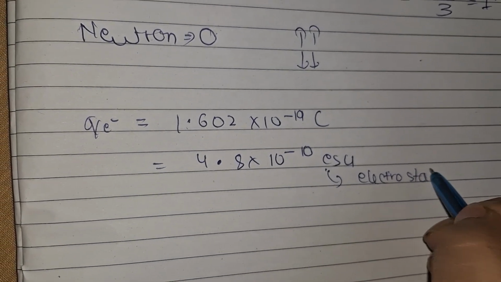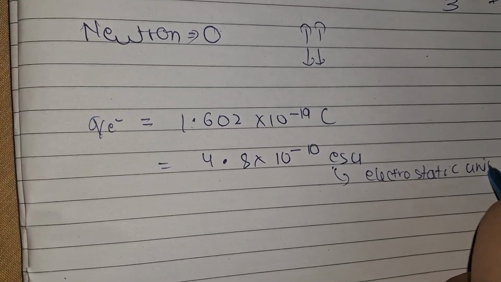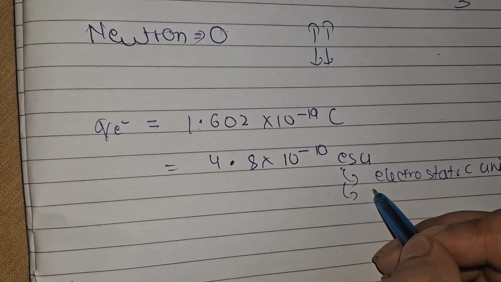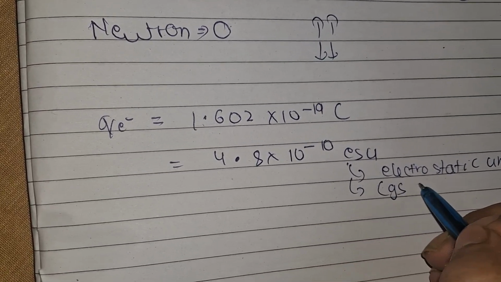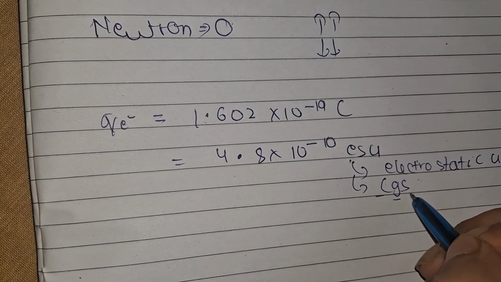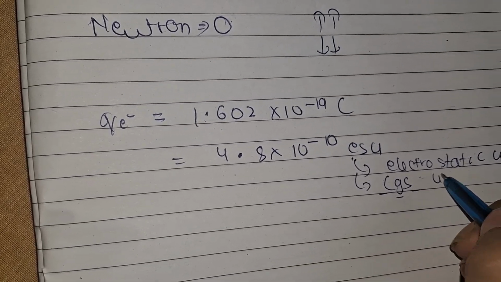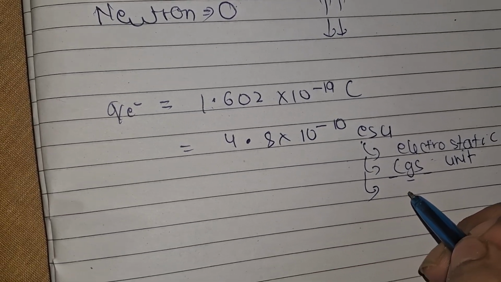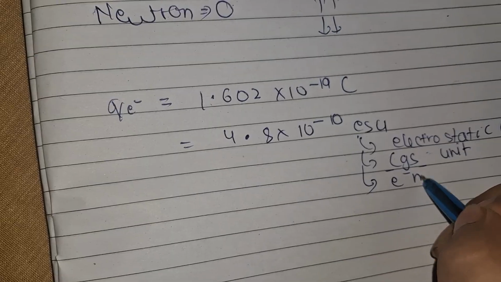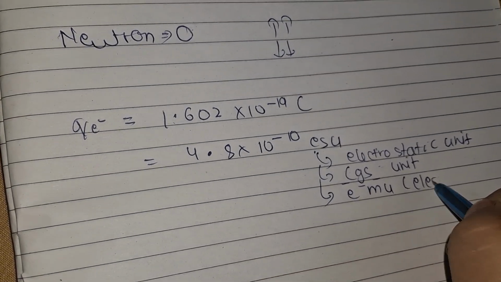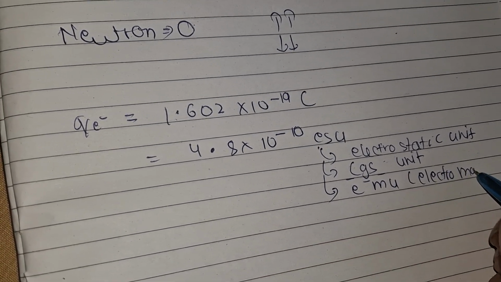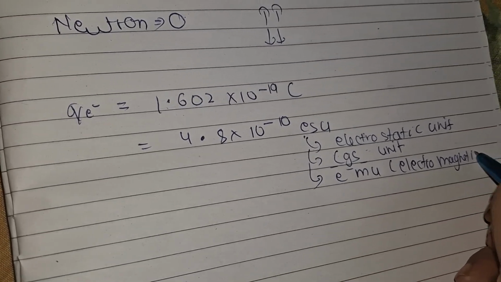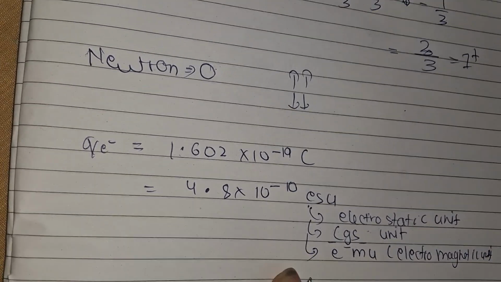This is the CGS unit, centimeter gram second unit, or the electromagnetic unit, EMU. Yep, everything's okay.